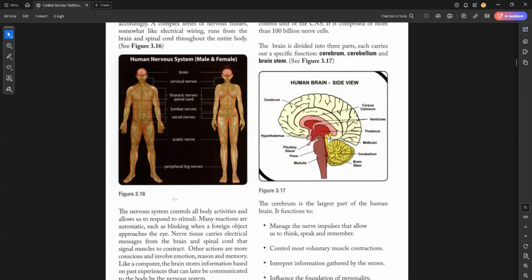Let's see the reason. The cerebrum is the largest part of the brain. Its functions manage the nerve impulses that allow us to think, speak, and remember. It controls most voluntary muscle actions, interprets information, and influences the foundation of personality. So you see, whatever the human being is doing is the brain. Almost everything is the brain.